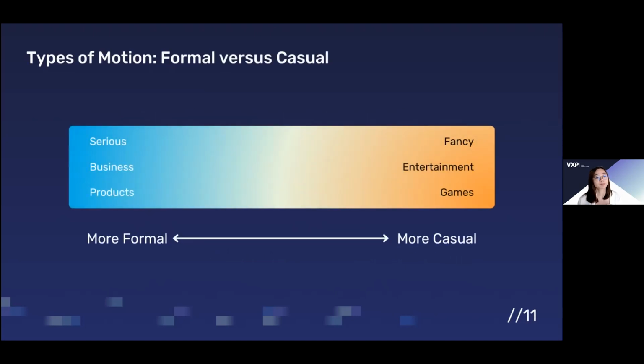So here, there are two distinct types of animation, formal and casual. A good motion needs to fit the product tone. A business product has more serious interfaces, and entertainment applications like games usually have fancier looks. Here we have more examples to show.